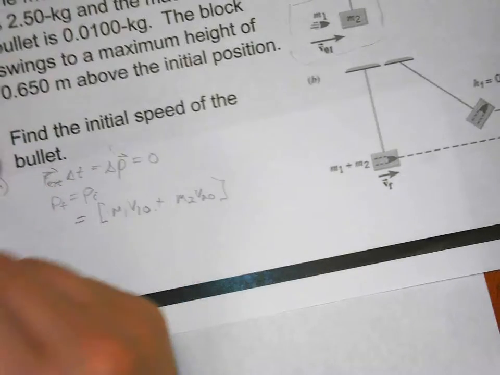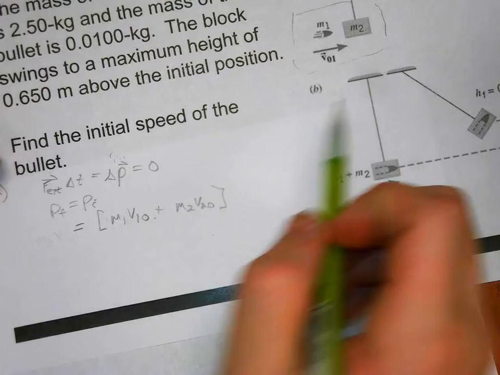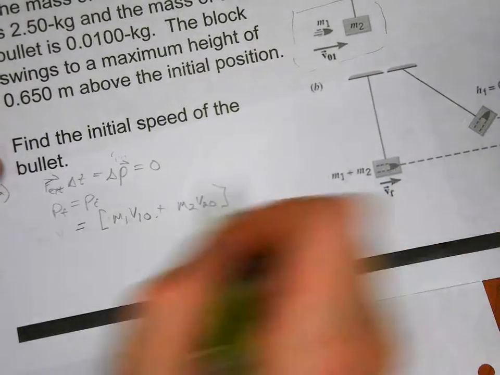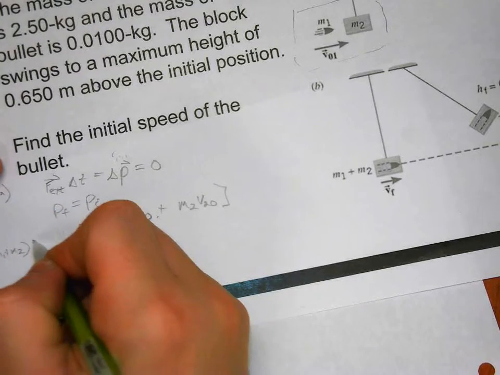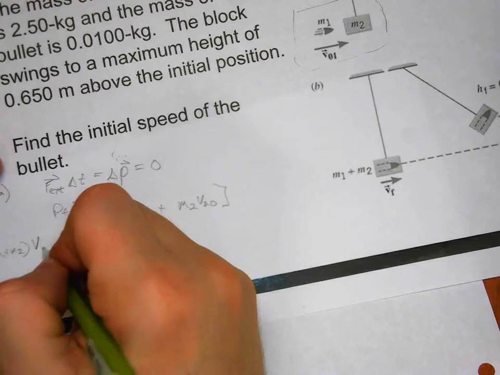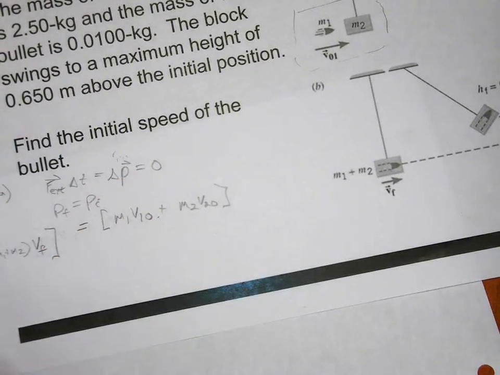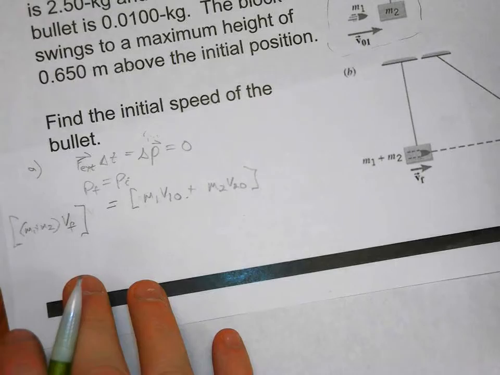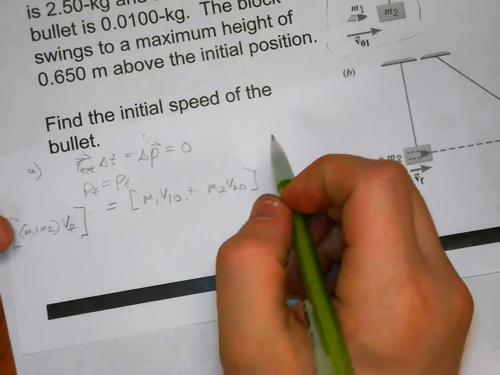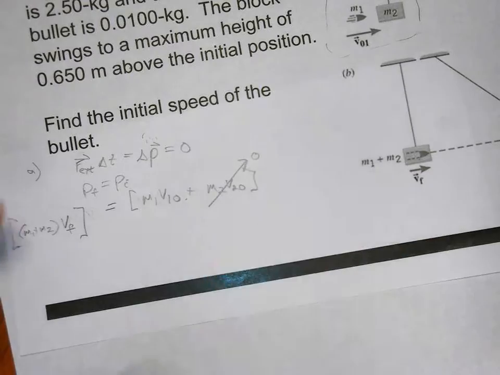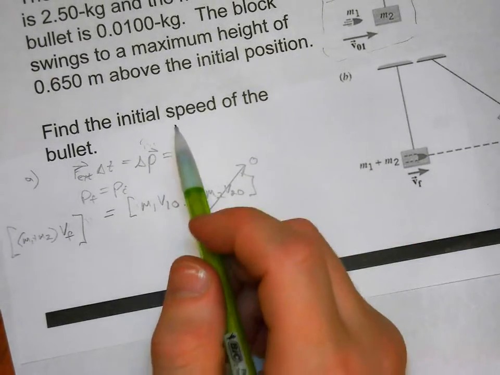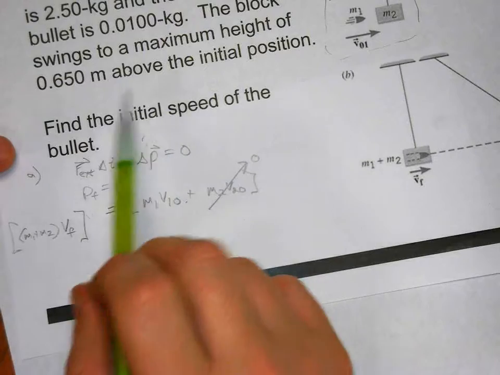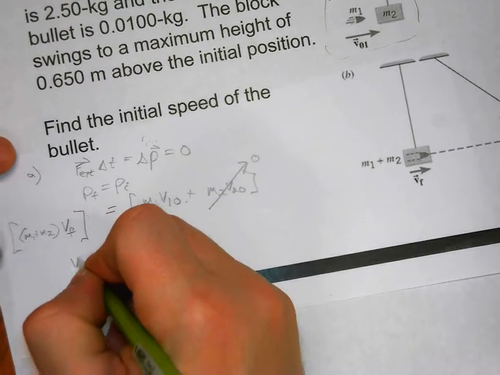In the final case, though, the block and the bullet are together as one. See, they join together. So this is going to be M1 plus M2 V. We can just call it V final without subscript because 1 and 2 are together. Now we know in the beginning that the velocity of the second block, the M2, is 0. So we can set its momentum equal to 0. That makes things a little bit easier. And we want to find the initial speed of the bullet. Okay, so we can solve for that.